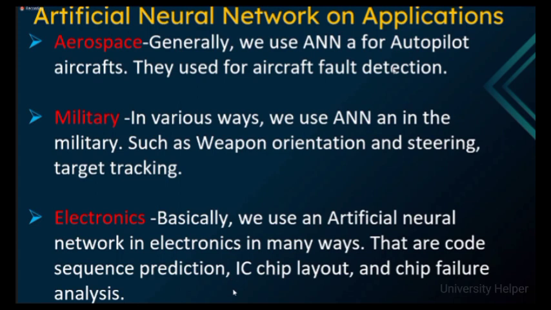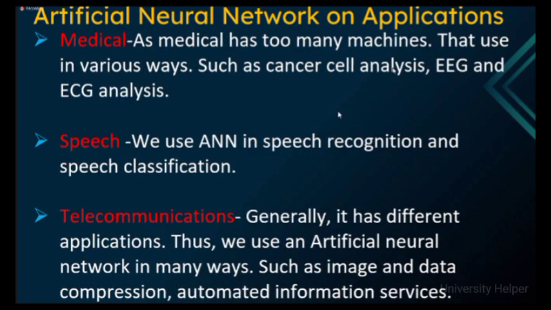There is sequence prediction. So what is the next step that you're going to accommodate? And IC chipset layout and chip failure analysis, they are using this one. And in the medical field, they're using it for X-ray analysis, mainly for image processing purposes, using CNN, convolutional neural network, and EEG, ECG analysis, which means the CT scan and the X-ray scan, mainly MRI scan. For these purposes, they are incorporating this neural network.